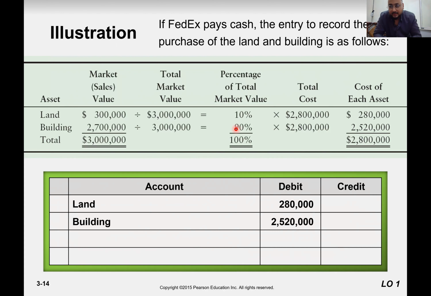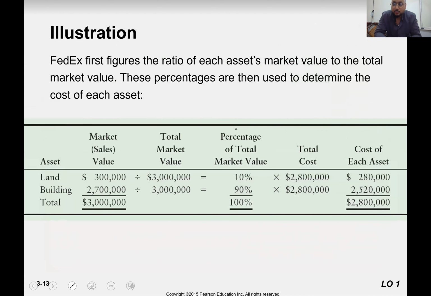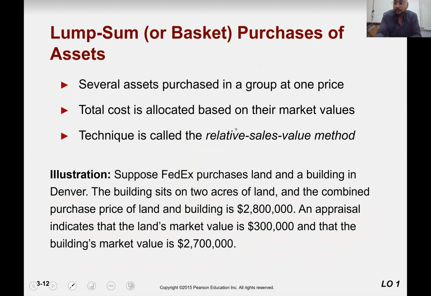The question says you paid 2.8 million. Some students get confused and think it should be 3 million. No. From your pocket, how much is going out? How much is the cash outflow? $2.8 million, not $3 million. $3 million is the appraisal value, the survey value, the value in isolation, right?